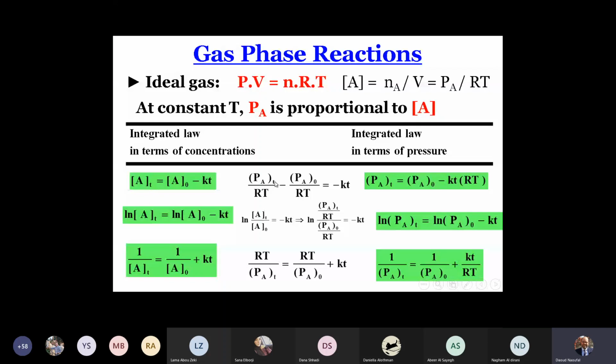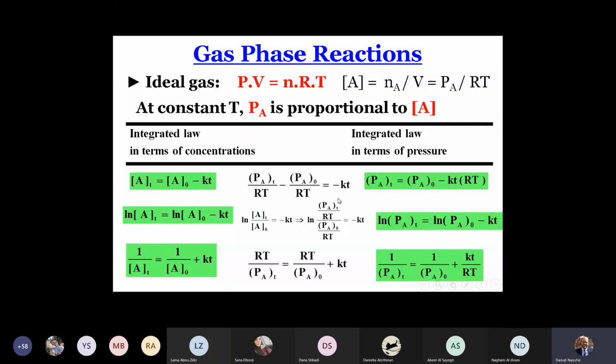So PA(t) equals PA0 minus kRT t. Look at this relation according to the pressure. It's practically the same relation as according to the concentration, but pay attention that k is multiplied by the ideal gas constant R and the temperature T.